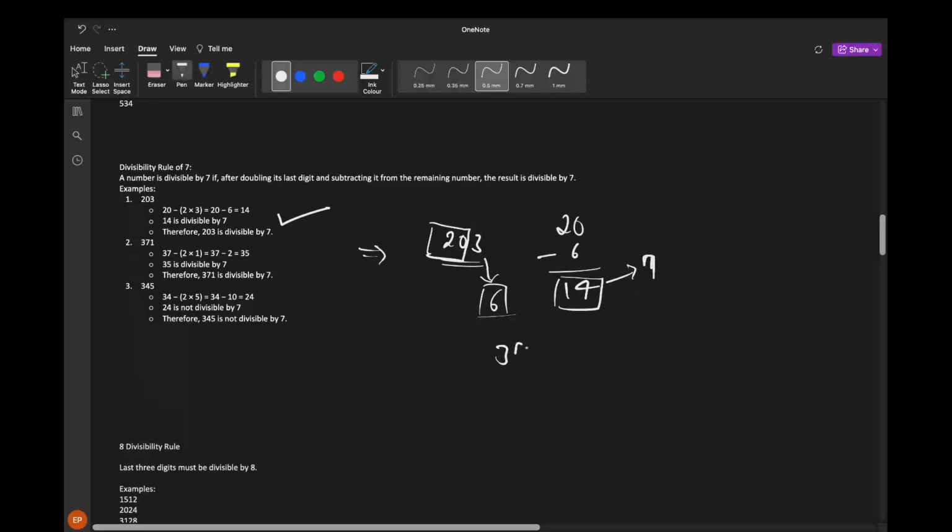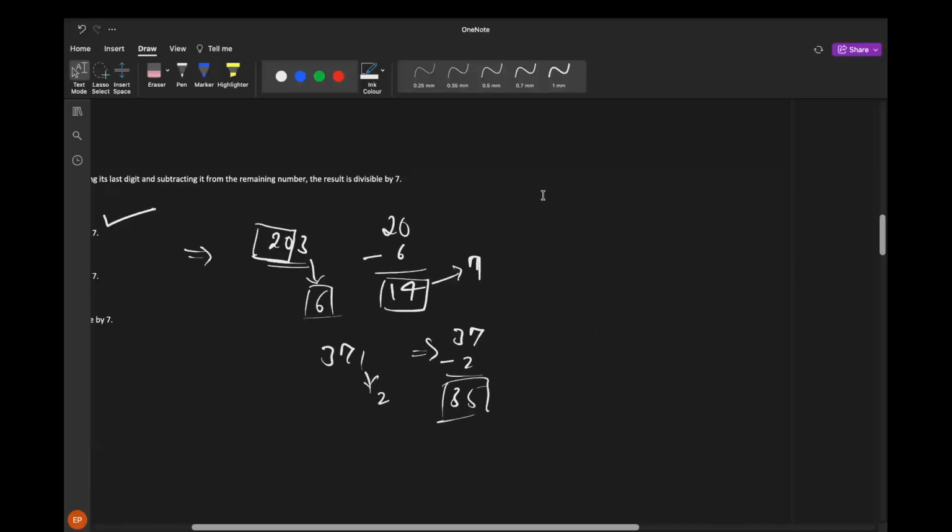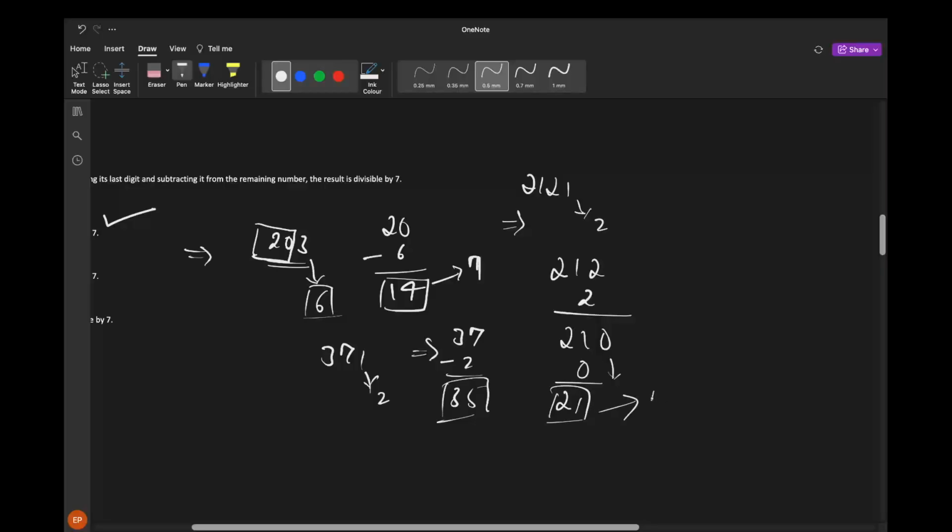Here we can take another example, 371. Double the last digit, 1, after doubling we are getting 2. Subtract it, 37 minus 2, 35, right? 7 fives are 35. Then the given number is divisible by 7. What if I take 2121? Double the last digit, 2. Subtract it from the remaining number, we are getting 210, right? Again you don't know whether it is divisible by 7. Again double the last digit. Doubling means again you will get 0 only. Subtract from here, 21. Is it divisible by 7? Yes, it is. So the given number is divisible by 7.